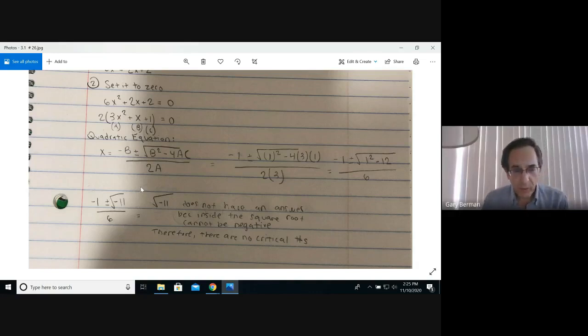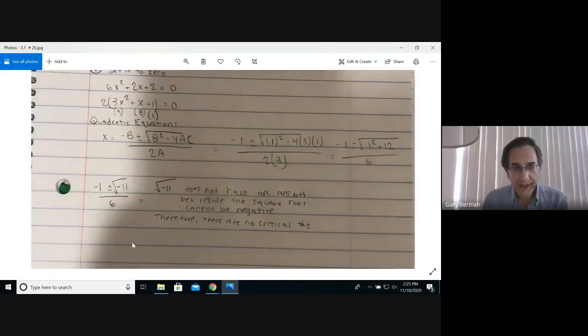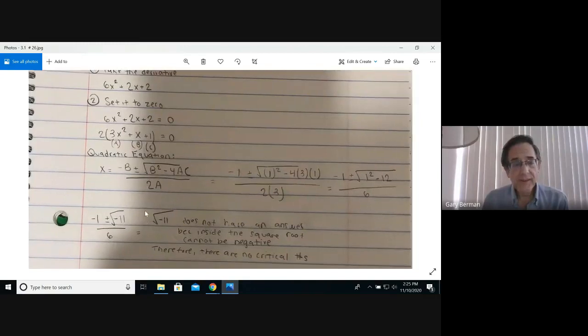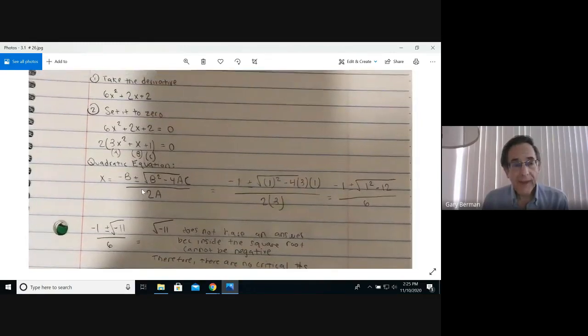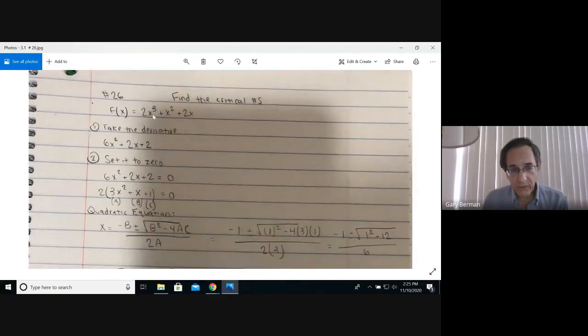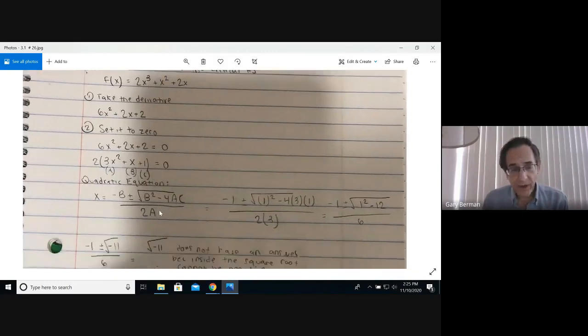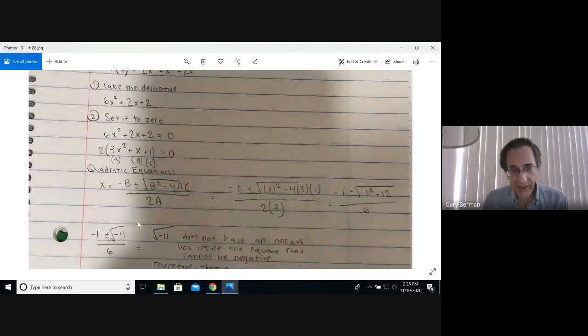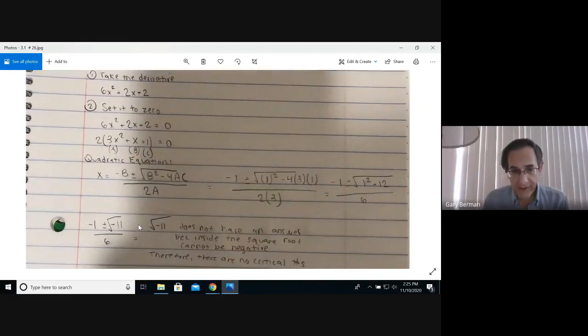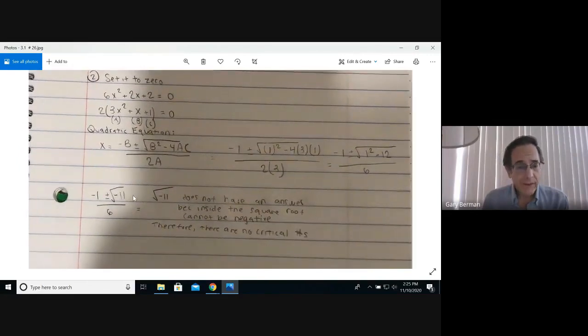Let me say a couple of words about this here. So this particular function has no critical points. Again, this is a polynomial, so there's always a derivative, so you don't have to worry about that. So this is simply a function that is not going to have any critical points.